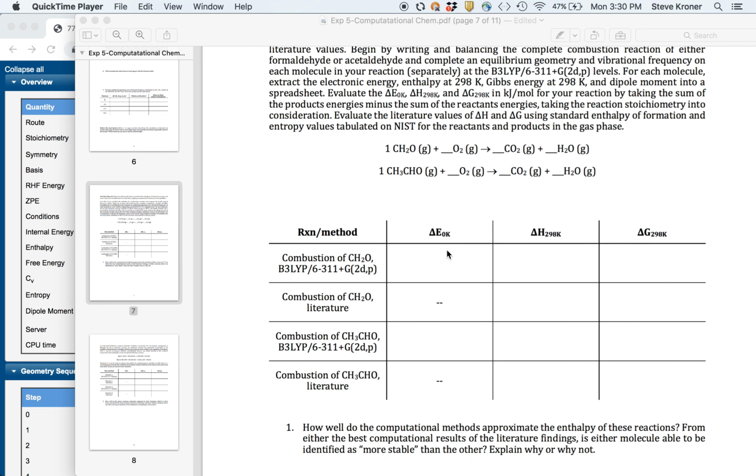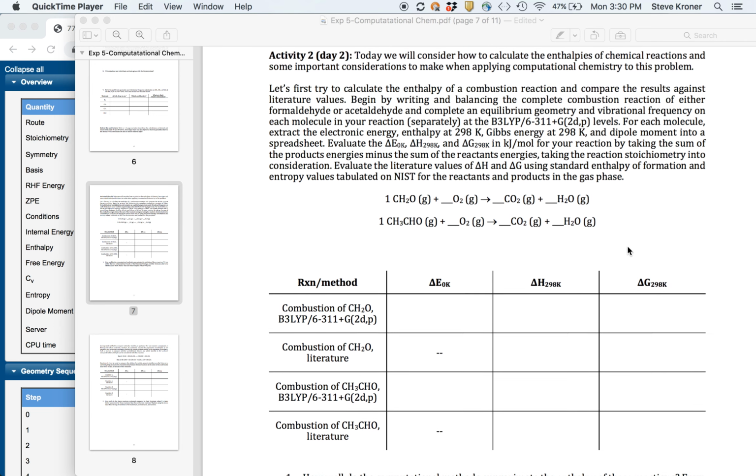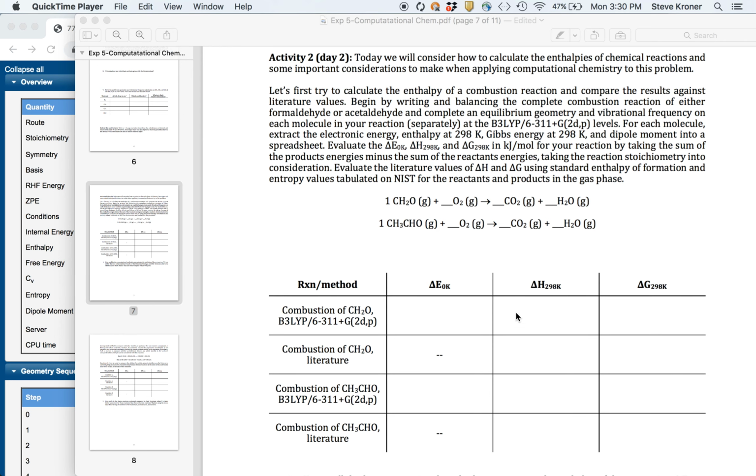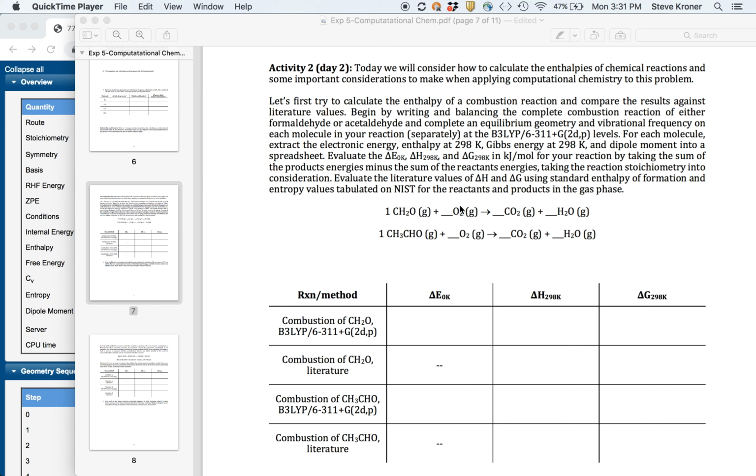And then we're trying to calculate their delta E, delta H, delta G. The way we would, of course, calculate delta E, H, and G is to evaluate each molecule in the reaction and then take the sum of the products minus the sum of the reactants. So that's the ordinary way of calculating delta H and delta G. We're using methods like the B3LYP 6-311+G(2d,p). This is a pretty big basis set, but these are also pretty small molecules.